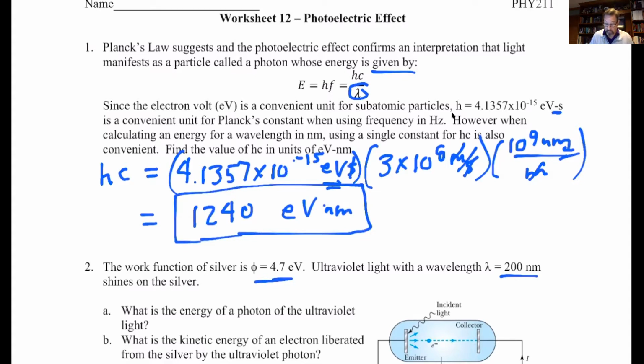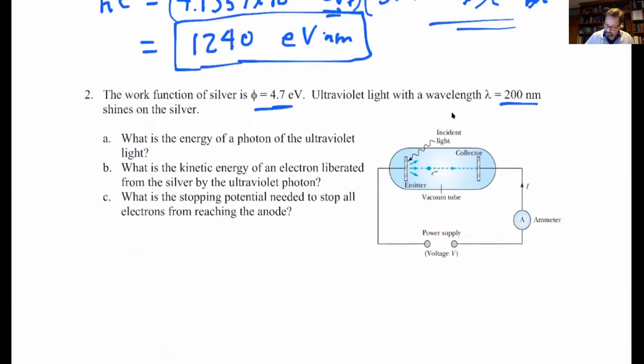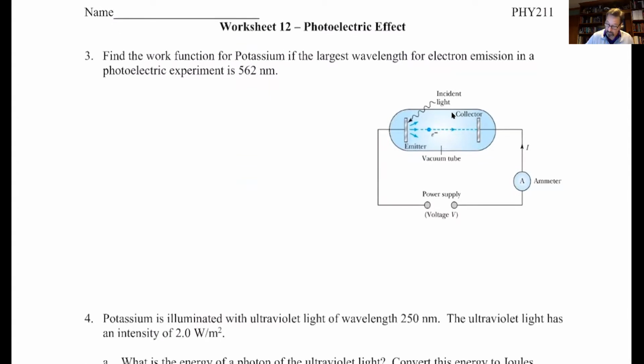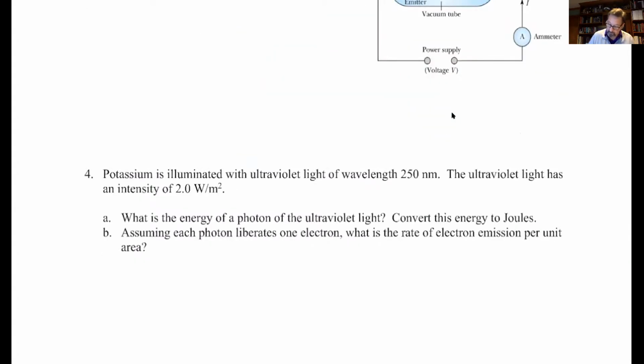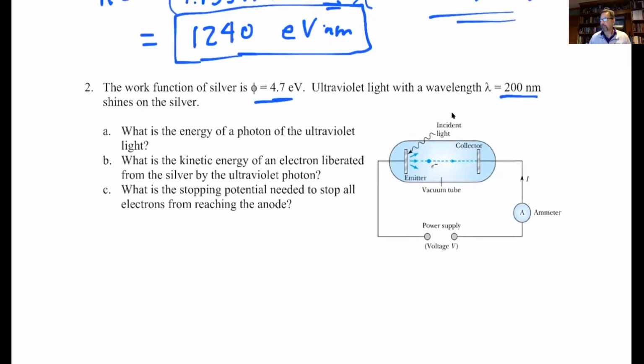Otherwise, you can do what I did, which is take Planck's constant as 4.1357 times 10 to the minus 15th eV seconds, use the speed of light, and divide by the wavelength and do all that rigmarole. But I've done it once for you up here at the start of the problem. And each of the problems that you are going to be doing once we break up, you're given the wavelength in some kind of nanometers, okay? All right, questions on that?